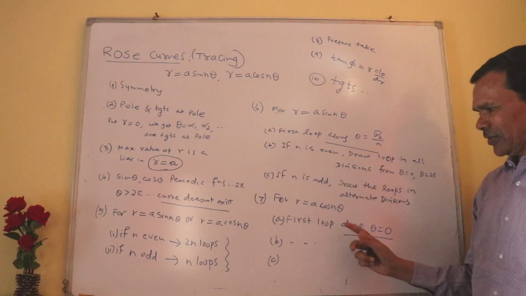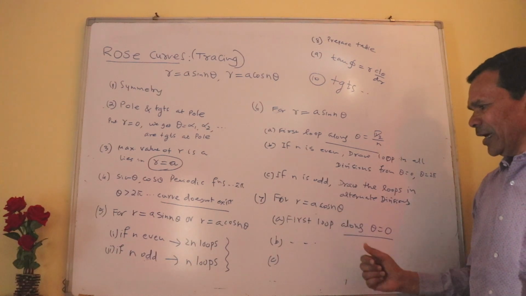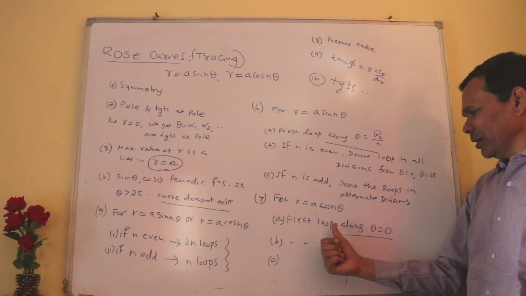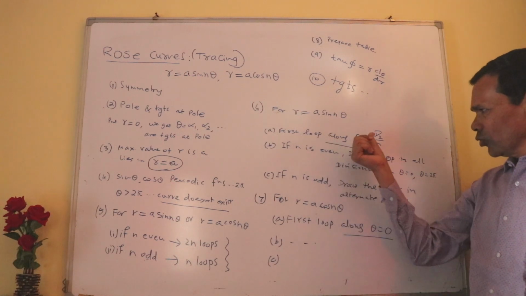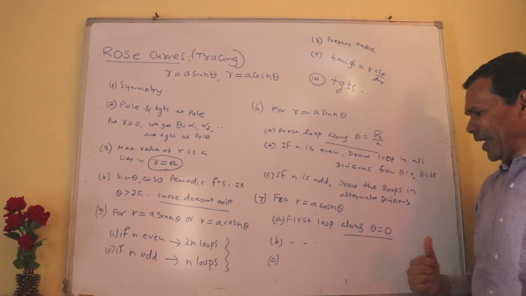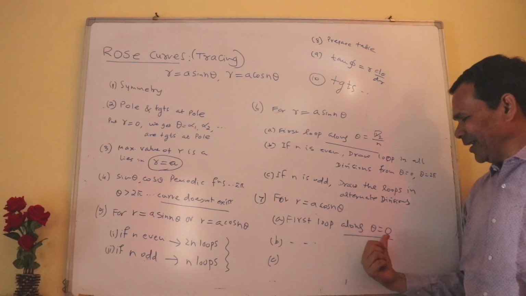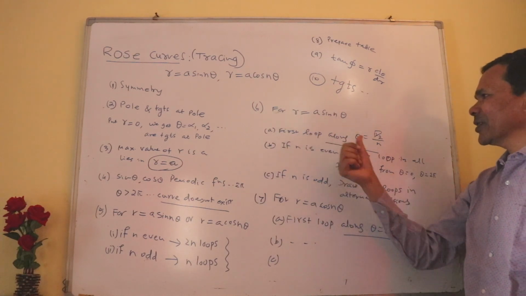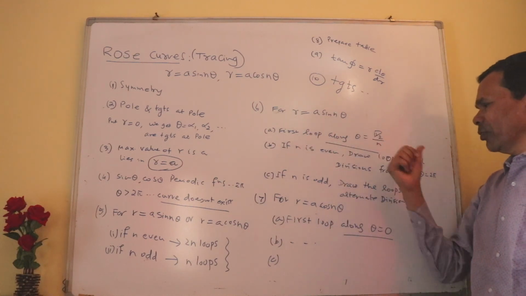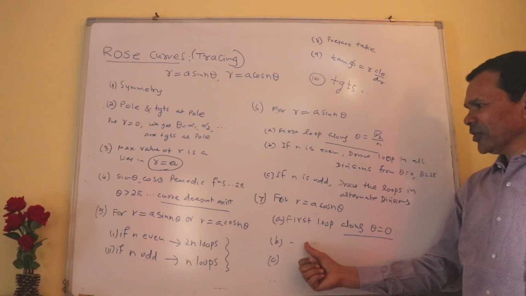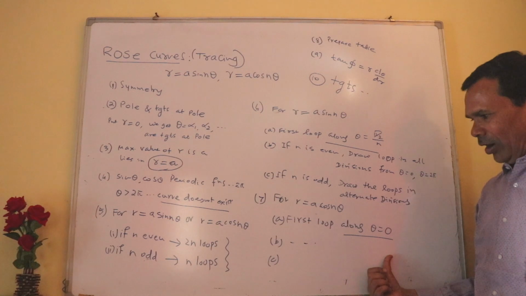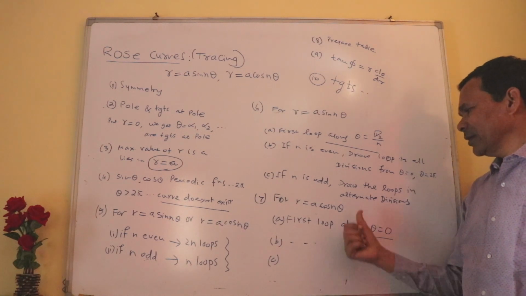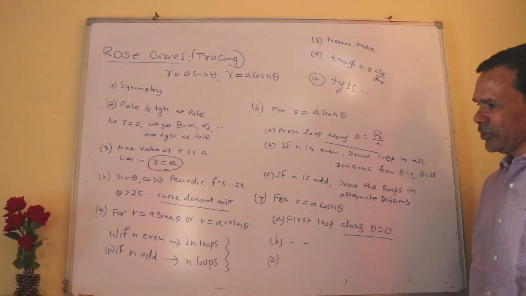In both the cases, the same thing holds. For r is equal to A cos n theta, the first loop is along theta is equal to 0, and for sine the first loop is along theta is equal to pi by 2 upon n. If it is cos, then along theta is equal to 0. If it is sine, then theta is equal to pi by 2 upon n. Now, as before, if n is even, draw the loops in all divisions. If n is odd, then draw the loops in alternate divisions.